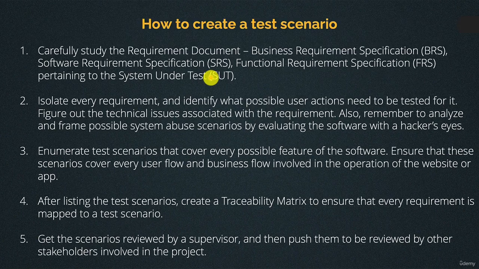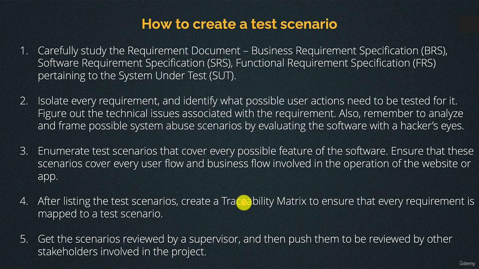Then we begin to isolate those requirements. We begin to think, okay, we have registration, we have login, we have adding items to cart. So those are the requirements inside our application. After this, we begin to enumerate or list our test scenarios, and we try to cover all user flows inside our website or application. And then we create something that's called a traceability matrix.